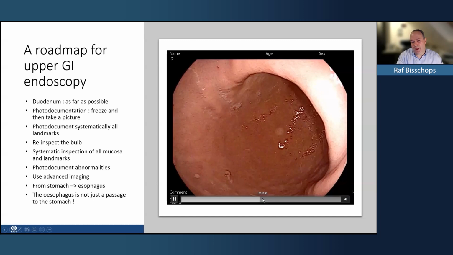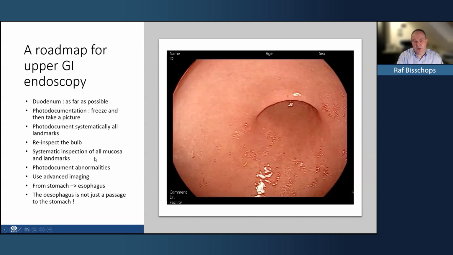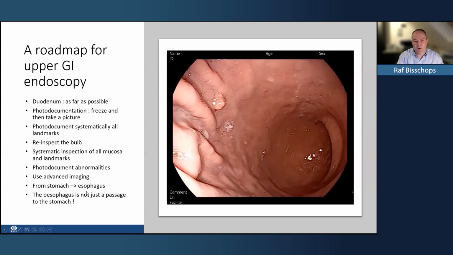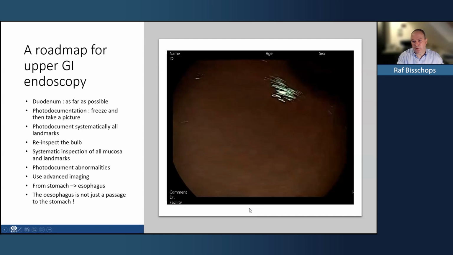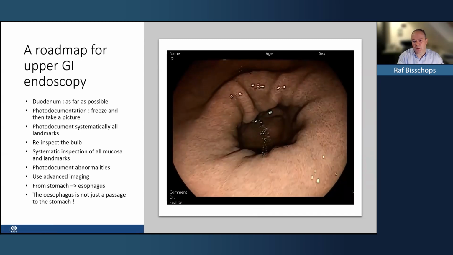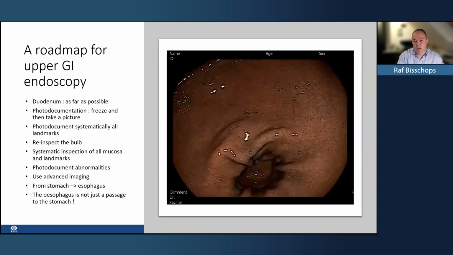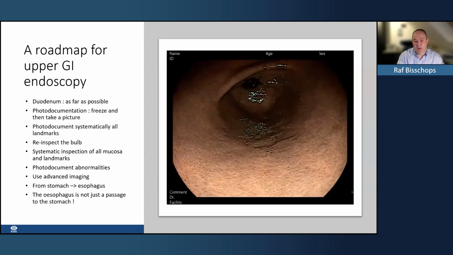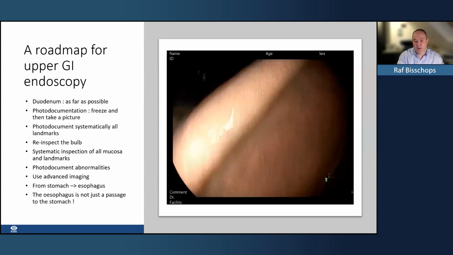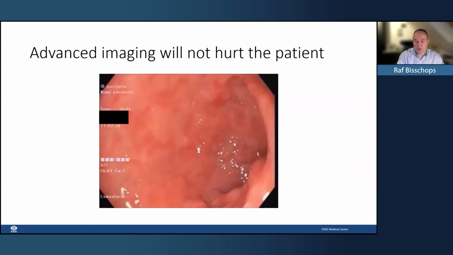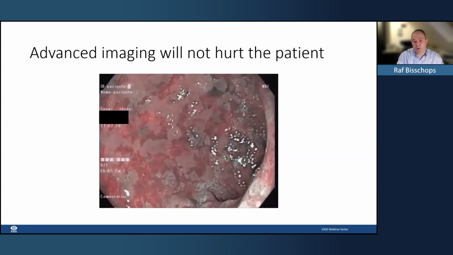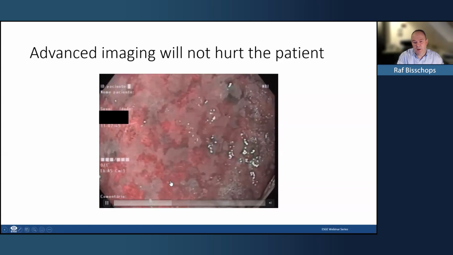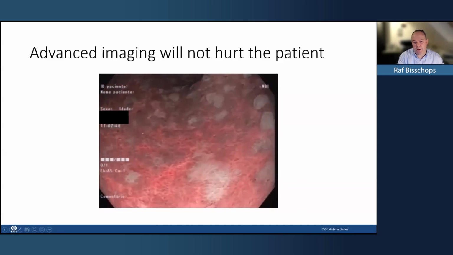And another thing that I want to emphasize while you do this systematic inspection of the entire mucosa and the photo documentation of the abnormalities: I think it's also useful to use advanced imaging. It doesn't hurt the patient. In this case, this is normal, but it helps you, and Rehan will allude to that even further, to find subtle lesions, right? This is how you do it. And you really want to use these techniques because, for instance, here you can nicely see how this highlights the intestinal metaplasia in comparison to the white light image.